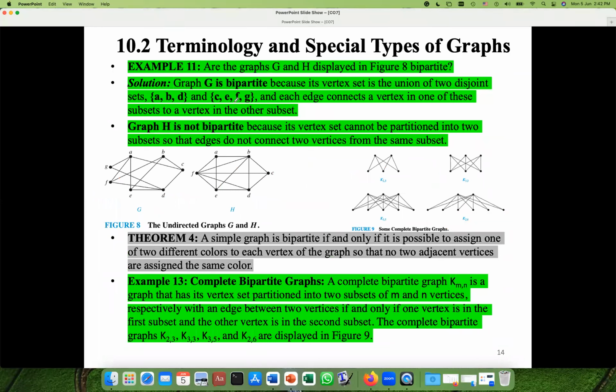Now, example 11. Are the graphs G and H, displayed in figure 8, bipartite? So now the same procedure that you have to do. You can read it by yourself now. So these are the graphs, G and H. Things are written here. I am just saving my time because there are more things coming ahead. And now theorem 4. A simple graph, now again, this is the definition of that theorem.